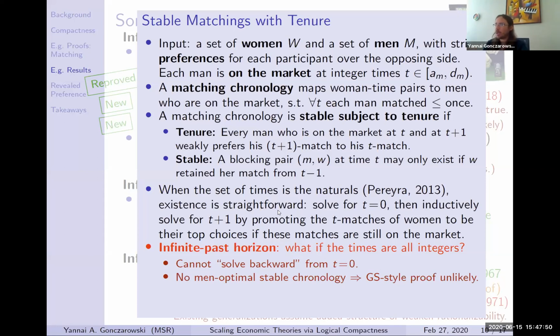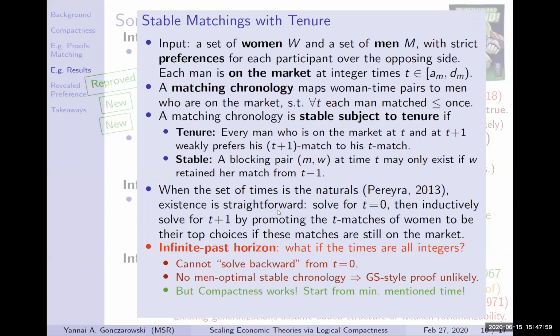I already gave you the riddle. I explained to you the model of matching with tenure. I asked you how can you solve this if you can't do induction from time 0 because there are earlier and earlier times. You use logical compactness. You write an infinite set of formulas. You've all seen this in the vanilla case. Each of you now knows enough to write an infinite set of formulas that says we have a stable matching chronology in this infinite past horizon market.